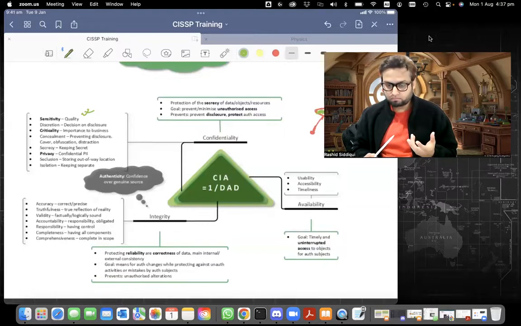There should be some business process which is very critical to the revenue of the company. So there we use this term criticality, which signifies the importance to business, right? There is a term which is called concealment. Concealment is preventing disclosure, right? So if we want to prevent disclosure of some information, this act is called concealment.